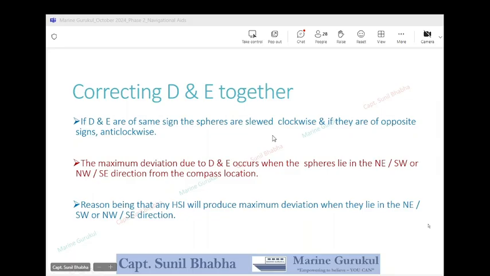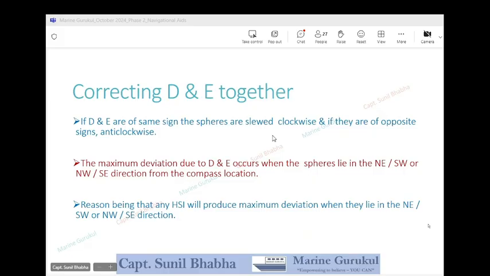Now, how do we decide whether the spheres are to be turned or slewed in the clockwise direction or the anti-clockwise direction? Practically on board, it is very simple. Once you have placed the spheres in the outward shift direction, they should be slewed towards the direction of the structure which is at a 45-degree angle to the fore and aft line. So in whichever orientation the 45-degree soft iron structure is present, the sphere should be slewed towards that structure.